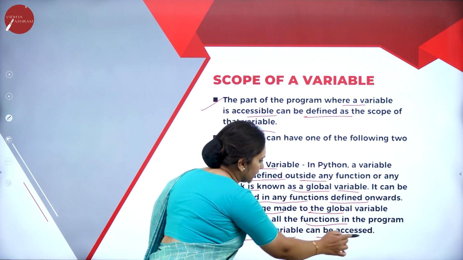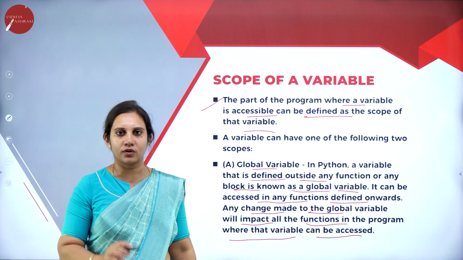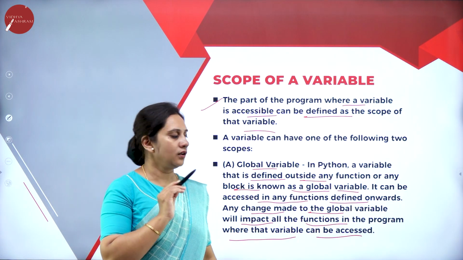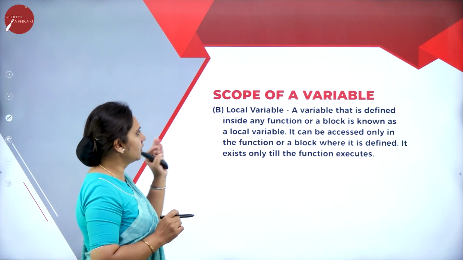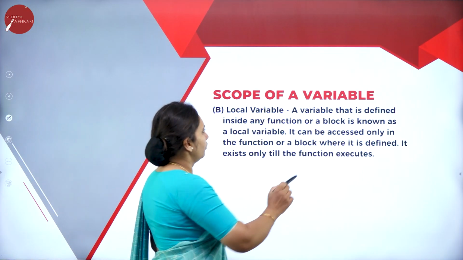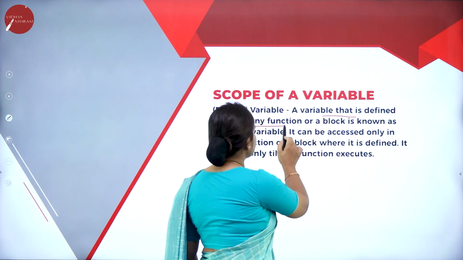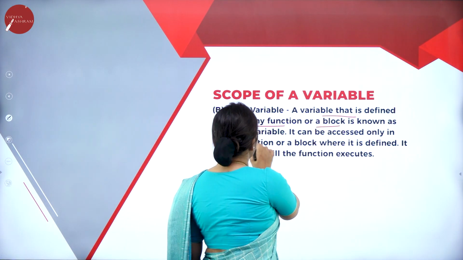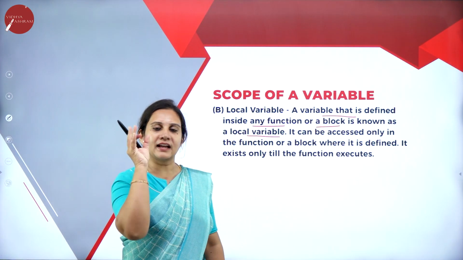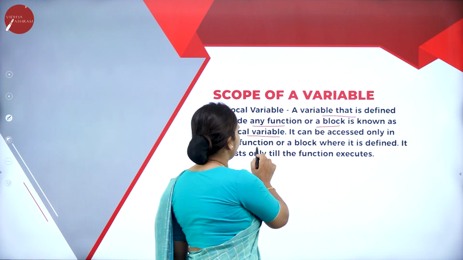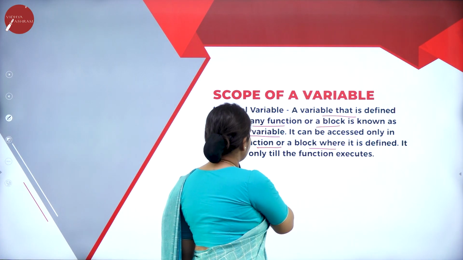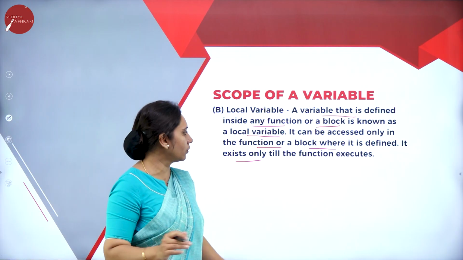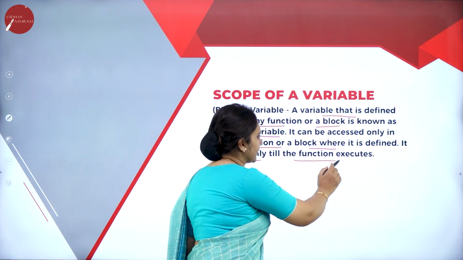Where that variable can be accessed is known as what? The global variable. Then what is a local variable here? A variable that is defined inside any function or a block is known as what? The local variable, and it can be accessed only in the function or block where it is defined and exists only till the function executes.